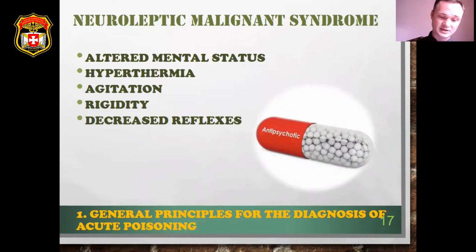Similar to serotonin syndrome, neuroleptic malignant syndrome also presents with altered mental status, hyperthermia, and agitation. However, unlike serotonin syndrome, peripheral muscular effects tend toward rigidity and decreased reflexes, rather than clonus and hyperreflexia. It is due to dopaminergic depletion due to use of dopamine antagonists, such as antipsychotics.